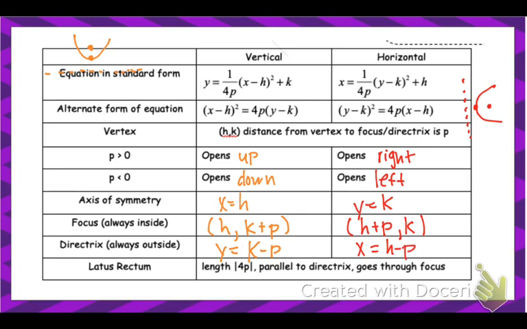And then again, the latus rectum, the length is the absolute value of 4p. That's going to be parallel to the directrix, and it goes through the focus. So basically, it's going to tell us those 2 points on the parabola.